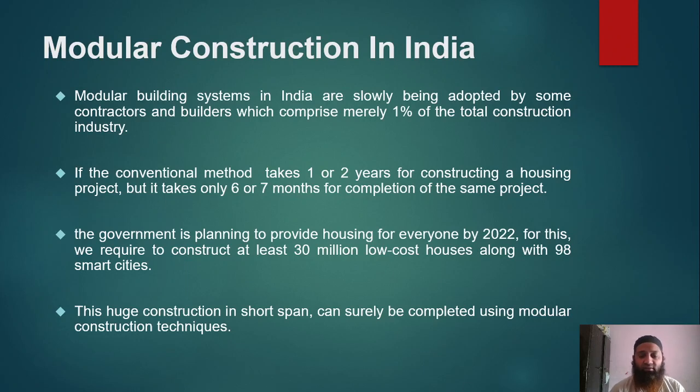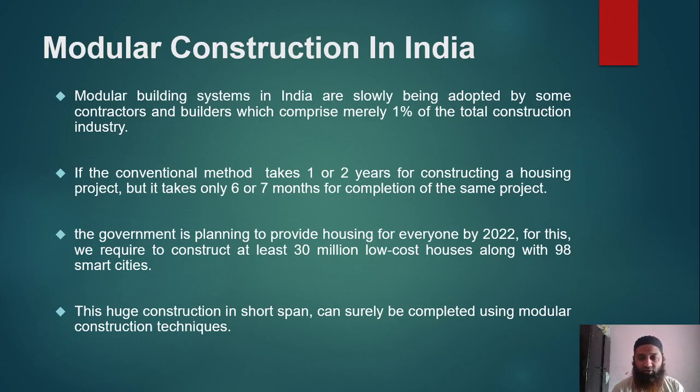If conventional methods take 1 to 2 years for constructing a housing project, it takes only 6 or 7 months for completion of the same project. You can just see here, 13 to 14 months, more than half of the construction time, is being reduced. So a very big target can be achieved within a very small time. This is a very good thing happening because of modular construction.